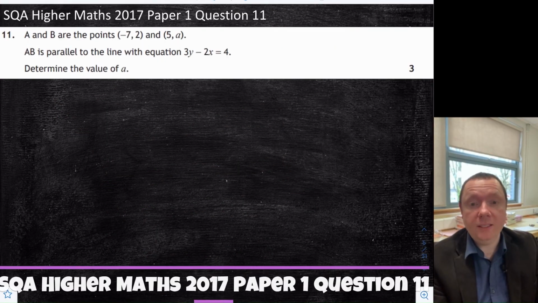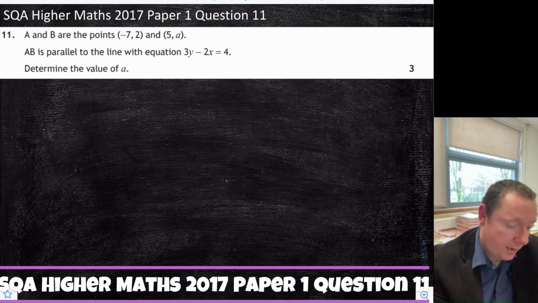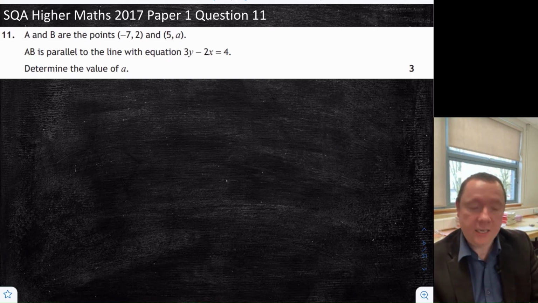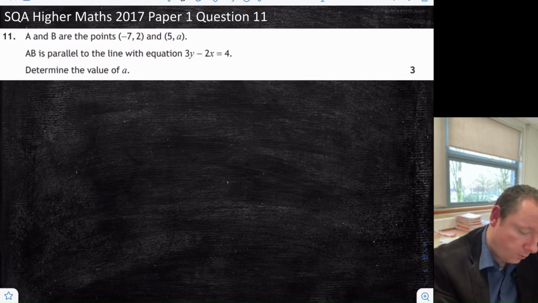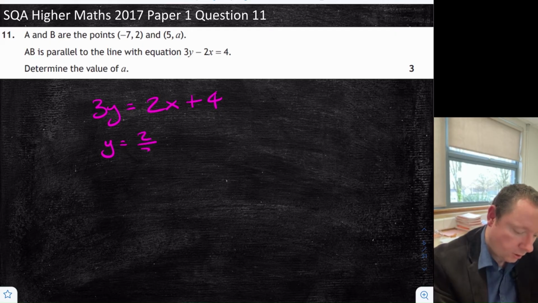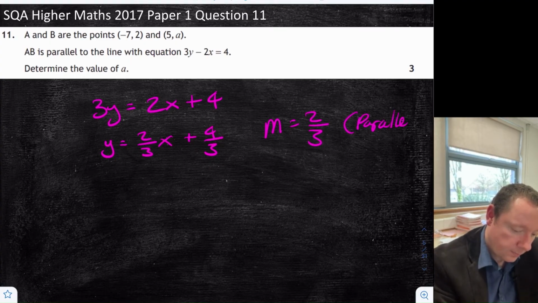SQA Higher Maths 2017 Paper 1 Question 11. A and B are points as shown here. AB is parallel to this line. Find the value of a. So parallel means same gradient. So if we look at 3y minus 2x equals 4, that means that 3y equals 2x plus 4. So y is equal to 2/3 of x plus 4/3. Key point is our gradient is equal to 2/3 because it's parallel to this line.